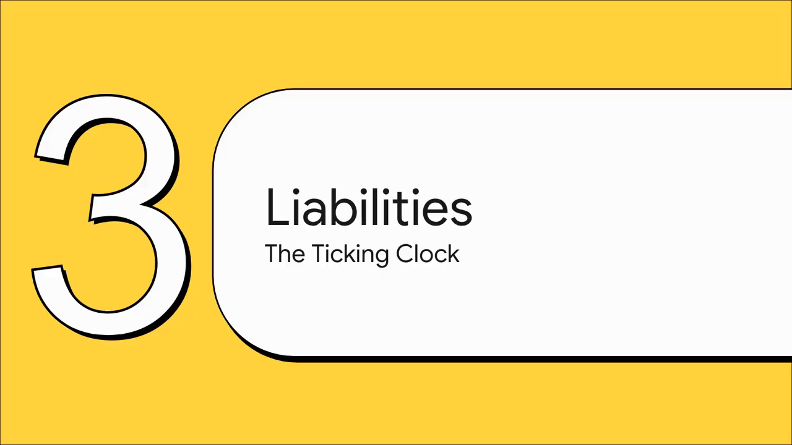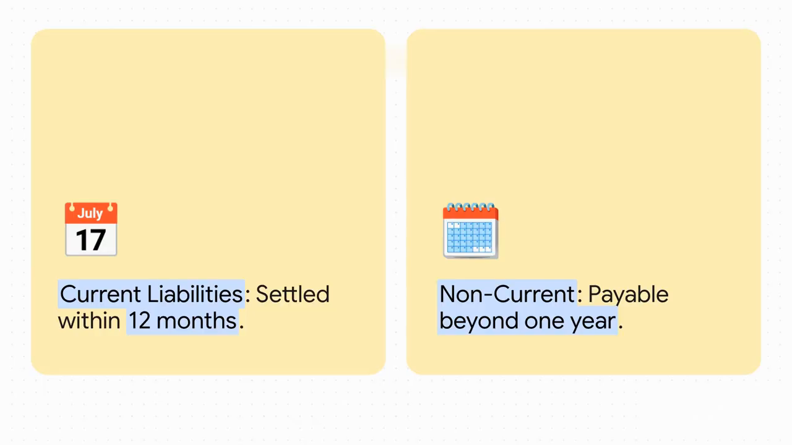On to Section 3. Liabilities, the ticking clock of tracking debts and obligations. Just like we did with assets, we separate liabilities by the ticking clock of that exact same 12-month rule to see what's urgently due right now versus what's spaced out over time. This separation is absolutely vital for assessing risk. Think about it. If a company has massive debts, but they aren't due for 20 years, well, that's a very different stress level than if those exact same debts are due next week.